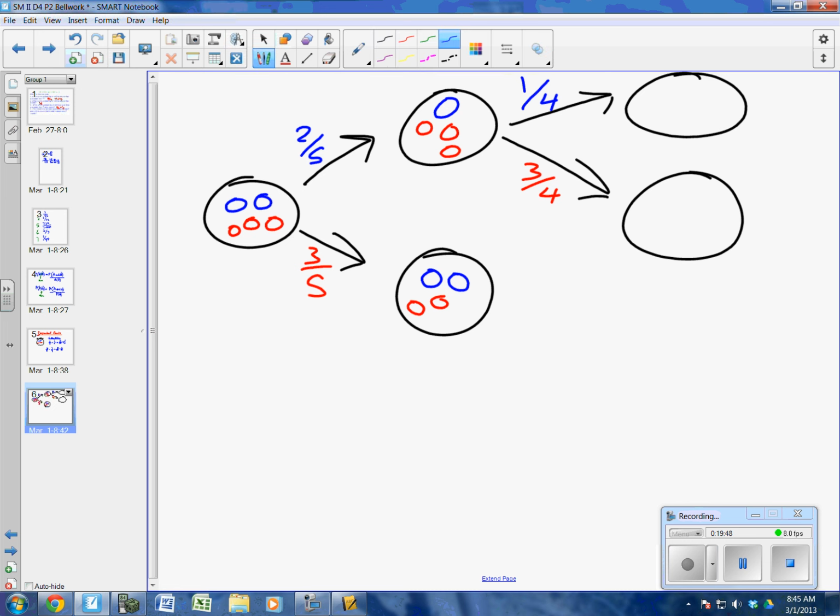I would have, on this one, no blues. This one I would have 1 blue. This one I would have 3 reds. And this one I would have 2 reds. Okay? You guys get the idea of what we're doing here?